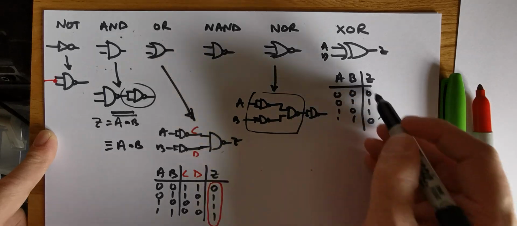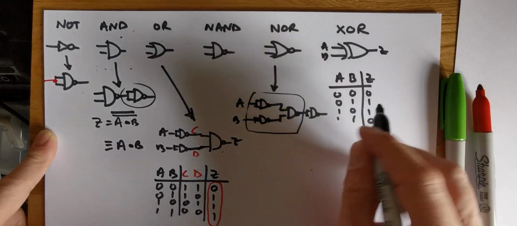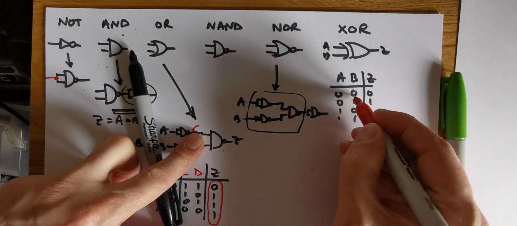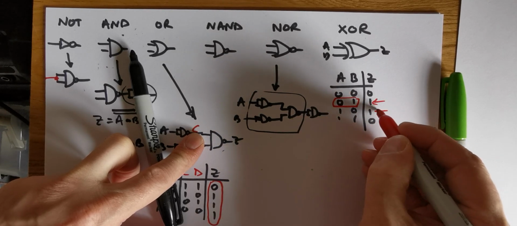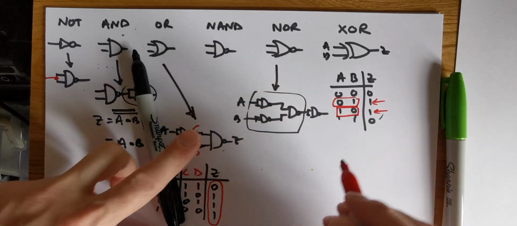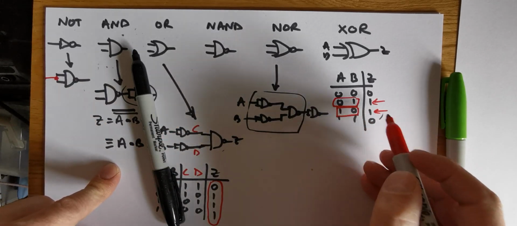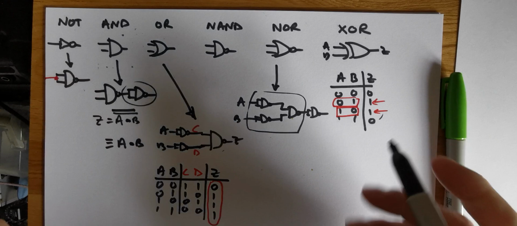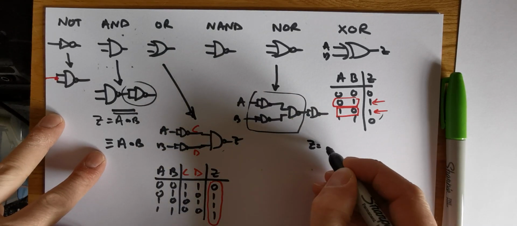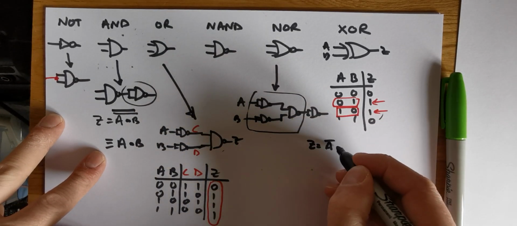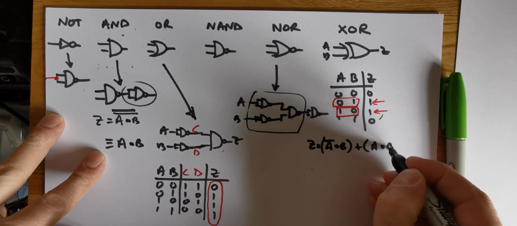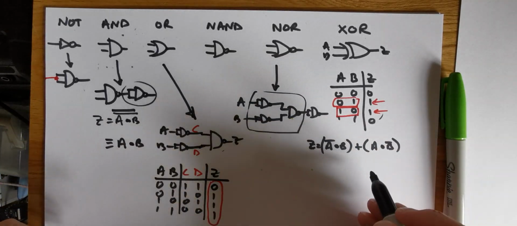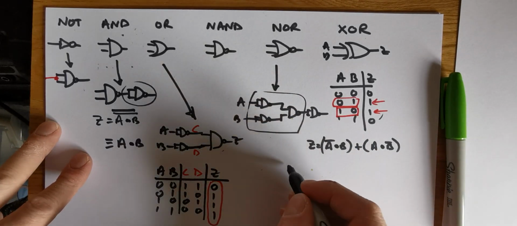You should be able to get a Boolean term for Z from the truth table. So we're looking at this entry here, because there's a 1. And there's another 1 here, so we're looking at this entry. So it's that or that gives us a 1. So Z equals not A and B, or A and not B. And then you can just do the circuit for that.